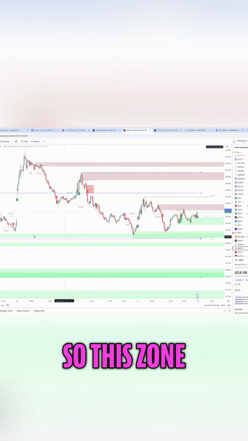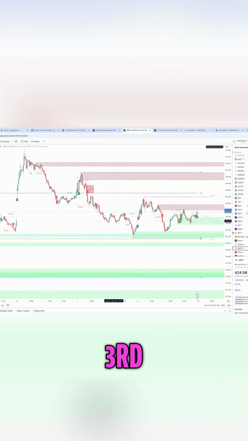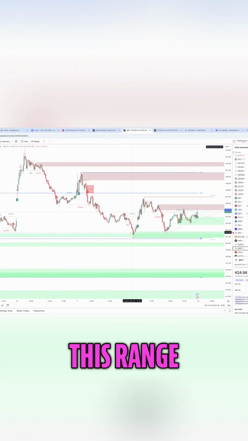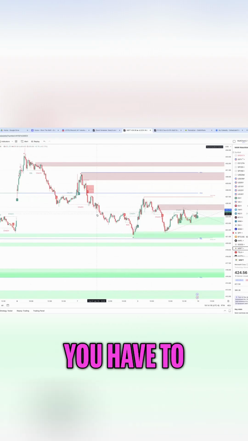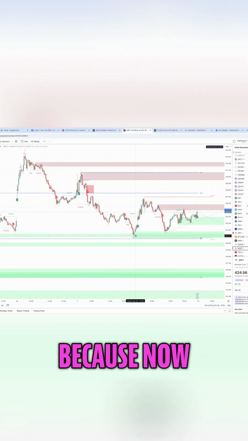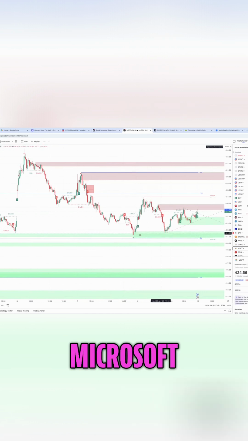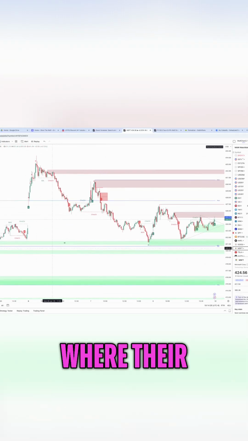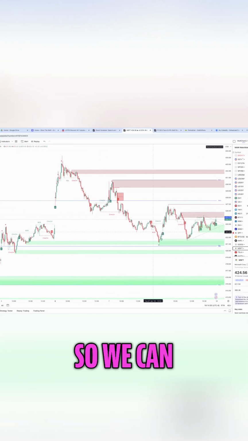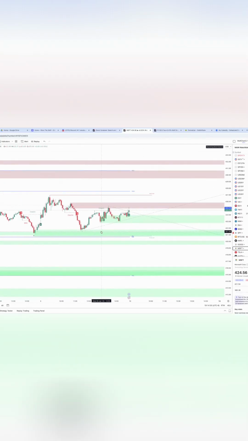As we are, this zone has already been on here since January the 3rd. So as this thing is approaching this range down here, we know that the opportunity for puts is over with. You have to be out of your puts because now you're running back into institutional money that's trying to bounce Microsoft back up. You see that? So we can see exactly where they're positioned, so we can know when to get out of a trade when we're overstaying our welcome and all those type things.